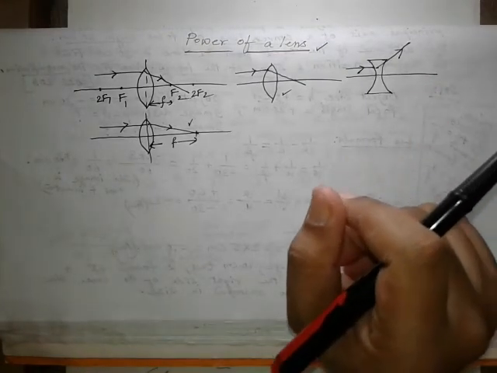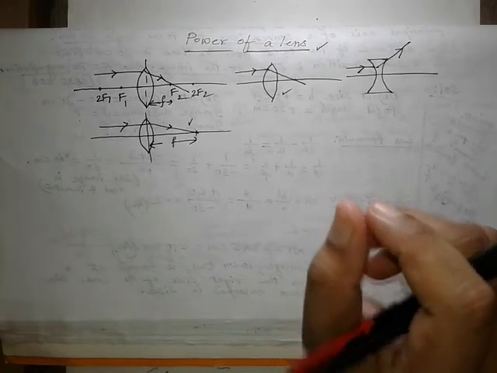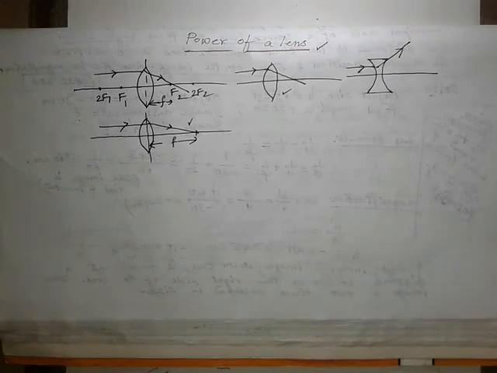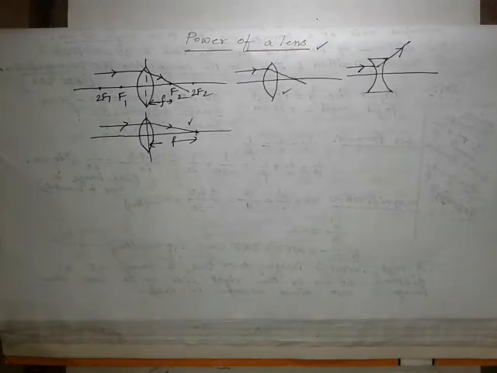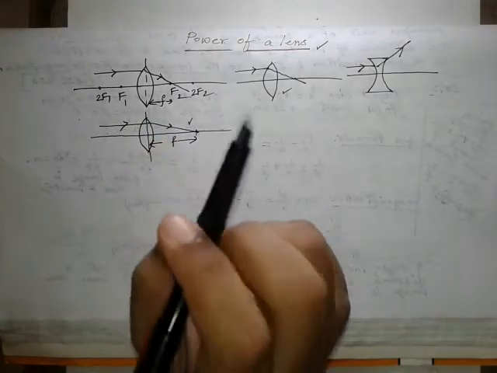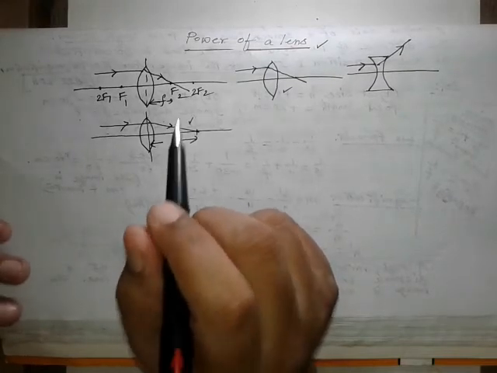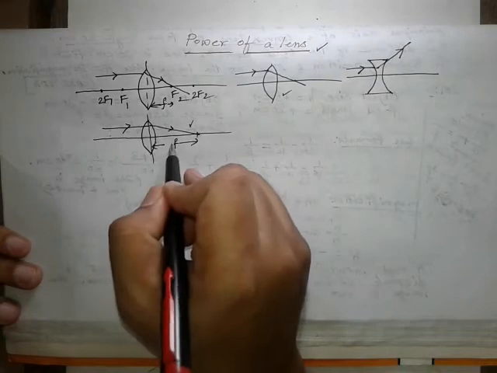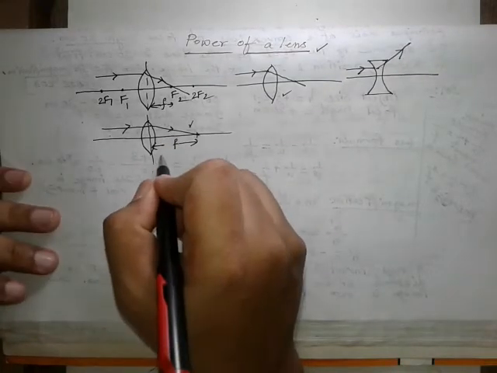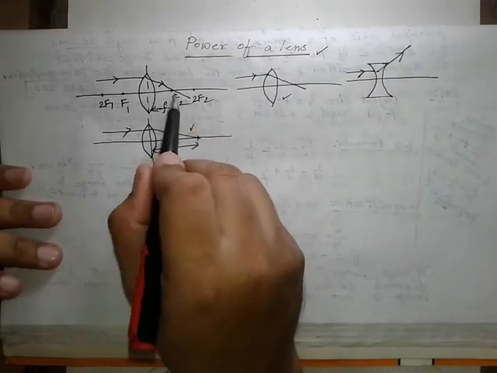So the definition will be: the power of the lens is the measure of its ability to converge or diverge the parallel beam of light on refraction through it. That is called the power of the lens. Now from here you can understand the power of the lens is defined as the reciprocal of the focal length f expressed in meter. What I said, in this case the power is less. Why? Because f is more, power is less, and in this case f is less, the power is more.